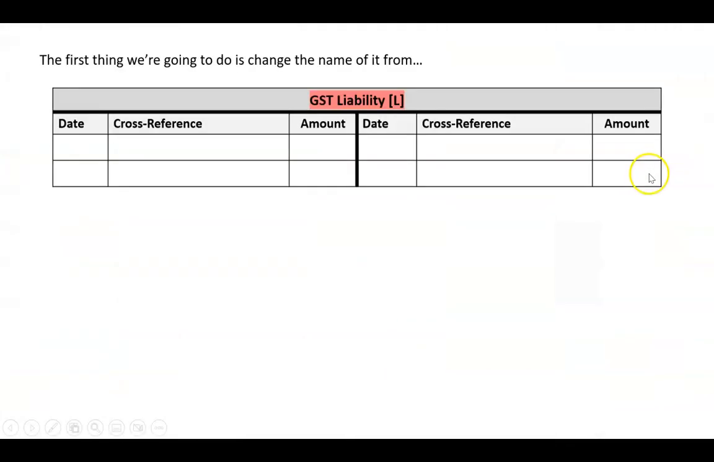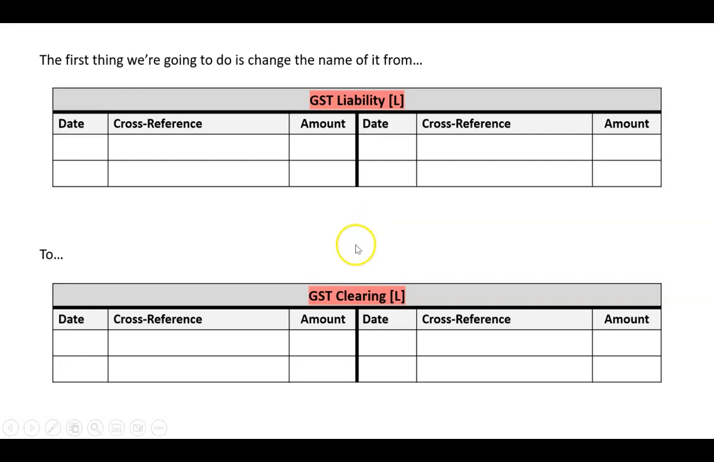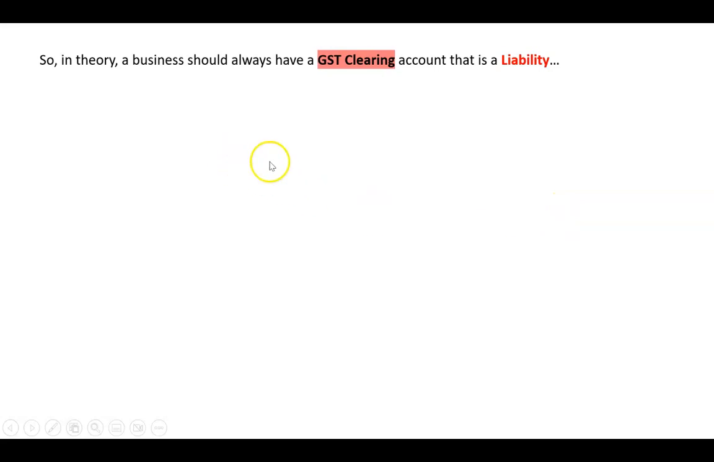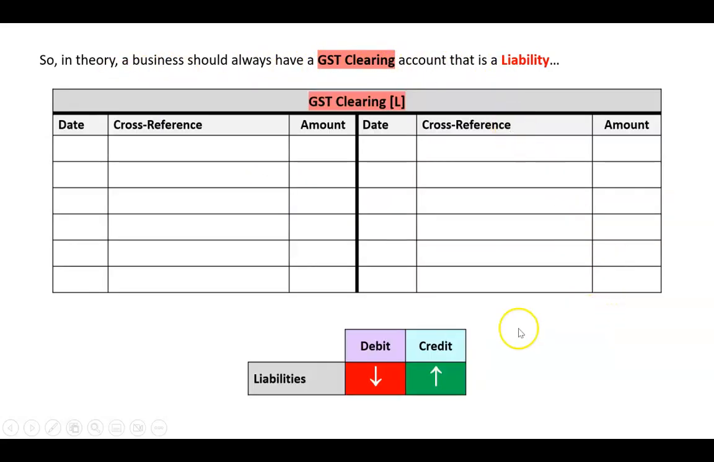We're just going to make a little change though. The first thing we're going to do is change the name of this account. There is no such ledger called GST liability or GST owing or GST payable, nothing like that. What we're going to do is call it GST clearing. Why do we call it that? Well, we're going to look at that in a video later on, why it's called a clearing account. Just for now, we're just going to say it is because it is. So in theory, a business should always have a GST clearing account that is a liability, and this is what should happen.